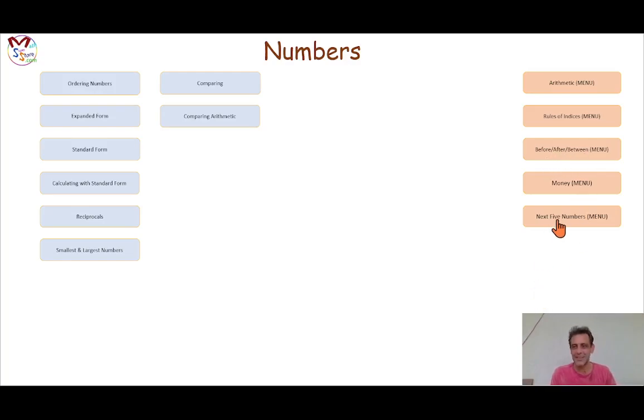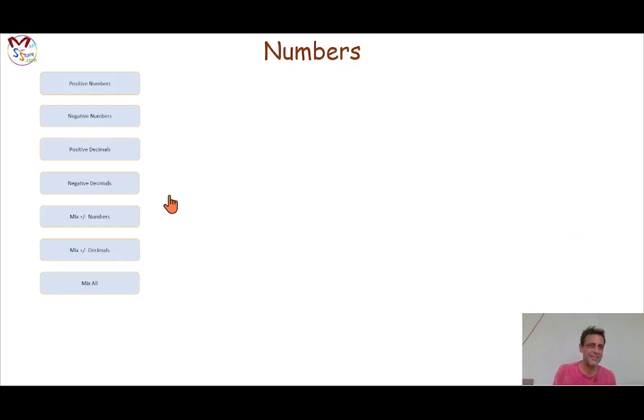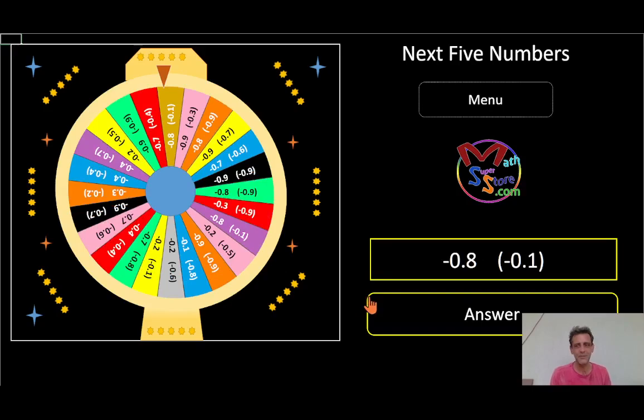It's more difficult than it seems, but I want to go to next 5 numbers, and I don't want to keep coming back to the same thing. So the next 5 numbers. You can have positive numbers, that's easy. Negative numbers, that's a little bit more difficult. Positive decimals, negative decimals, or you can mix them all. So negative decimals, the next 5 numbers, tells you up here you're doing next 5 numbers after 0.8, counting in minus ones.